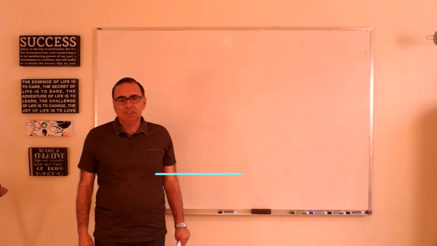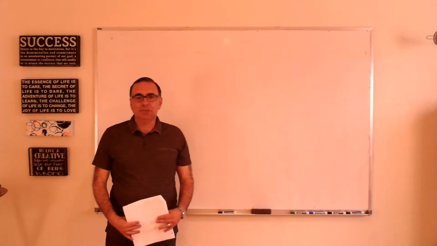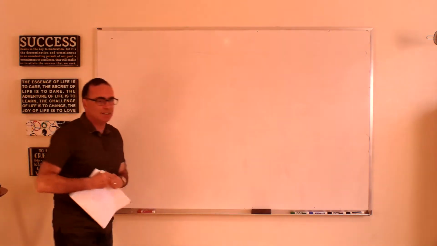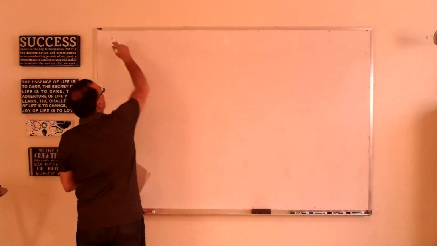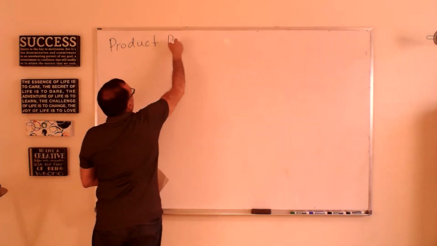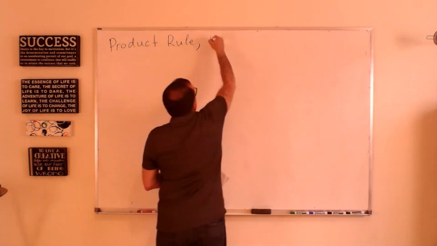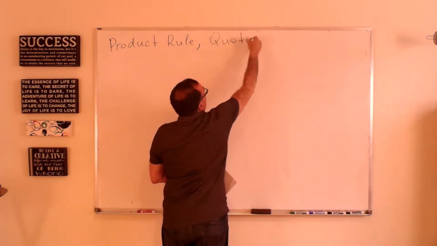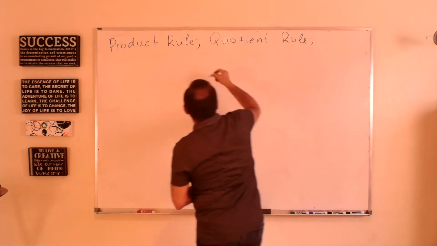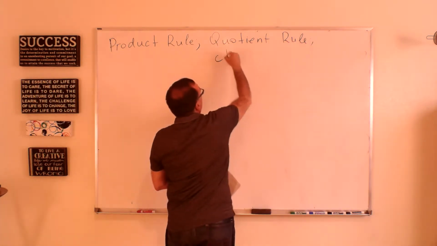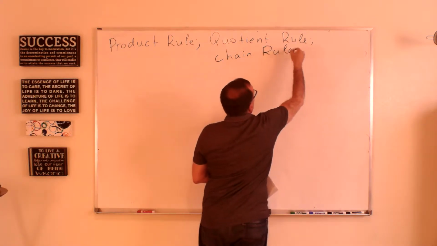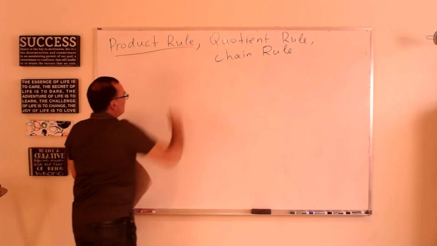Hello everybody. So today we will talk about derivative rules, rules to calculate derivatives. There are three rules like that. They are called product rule, quotient rule, and the third one is called the chain rule. So first, product rule.